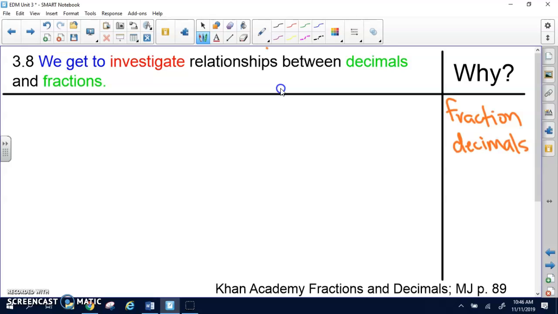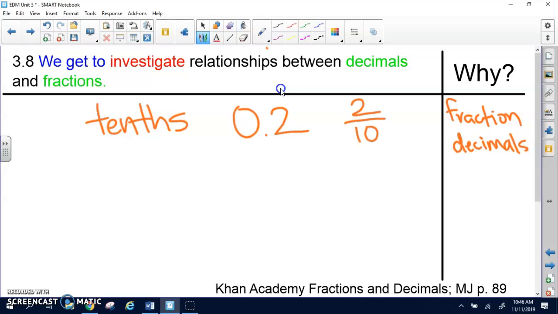We use pencil, okay? So today you're going to be looking at tenths. Tenths in place value is the very first place value to the right of a decimal place. This tells me I have 2 tenths. And just saying it that way is the same as saying it as a fraction like this, 2 tenths.